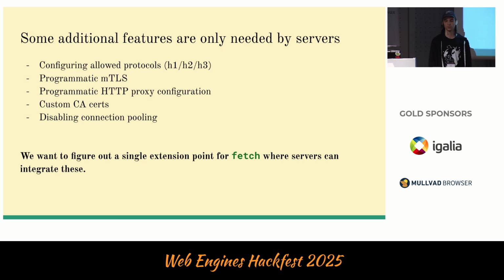You want to be able to programmatically say, like, this fetch request needs to use a certain TLS certificate for MTLS. You want to maybe programmatically configure that a request goes through a specific HTTP proxy. You want to set custom CA certificates because you're talking to an internal service that has self-signed certificates. Or maybe you want to disable connection pooling for performance reasons.